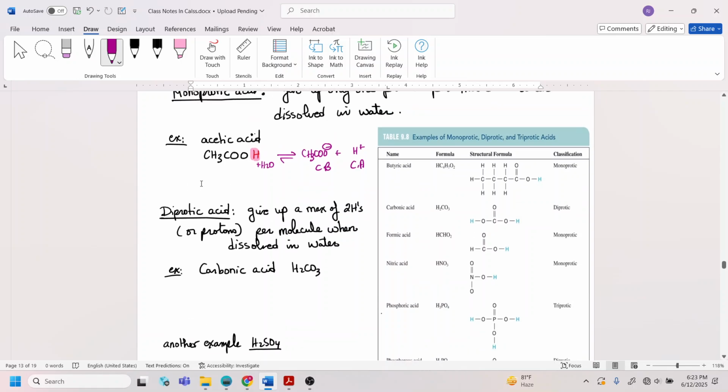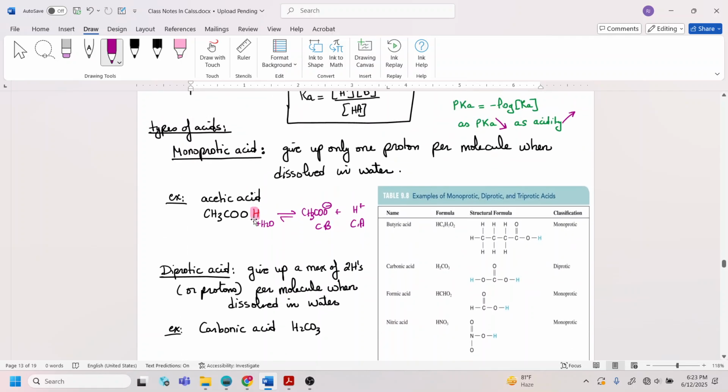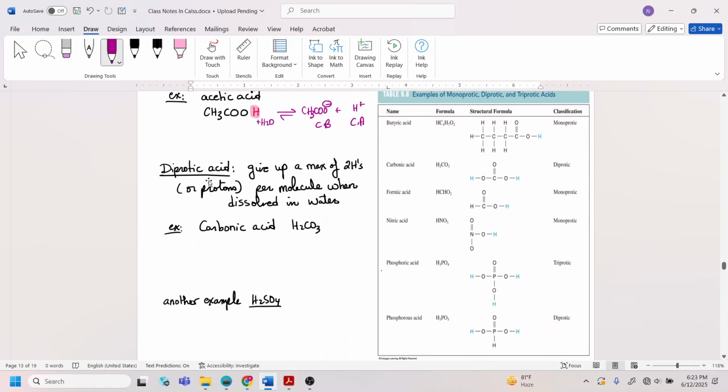Another example of an acid, so this is a monoprotic acid, it does have one hydrogen. We can have a diprotic acid. A diprotic acid is an acid that gives up a max of two hydrogens per molecule whenever it is dissolved in water. So let's have an example, carbonic acid. First of all, for an acid to be diprotic, it needs to have two hydrogens. In this case, we're going to go ahead and draw the dissociation of carbonic acid.